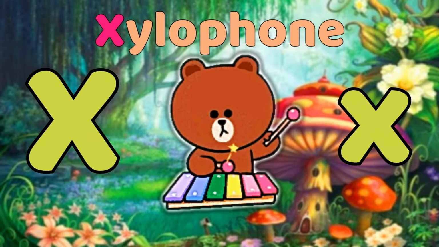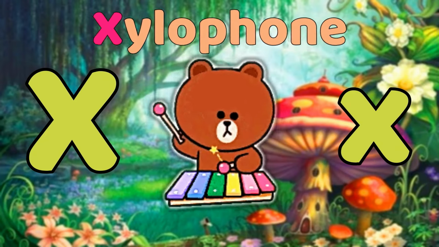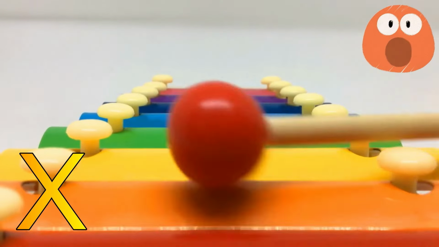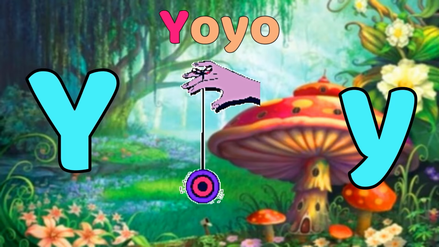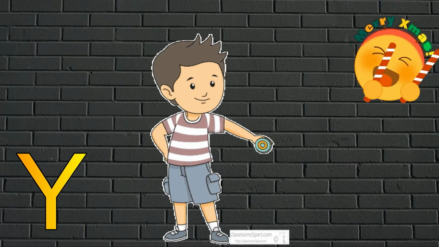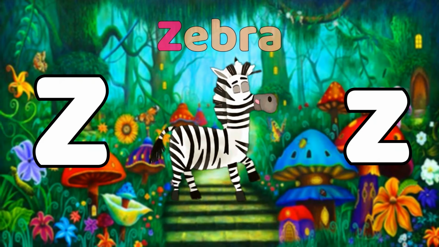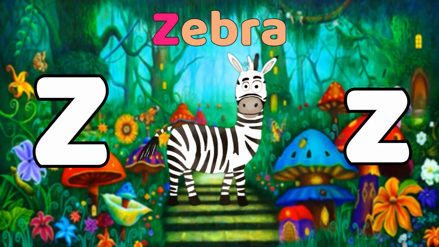X, X, xylophone. X, xylophone. Y is for yo-yo. Y, Y, yo-yo. Y, yo-yo. Z is for zebra. Z, Z, zebra.